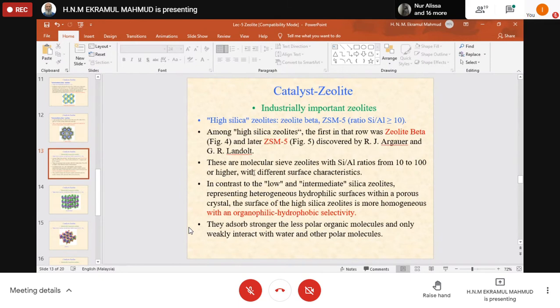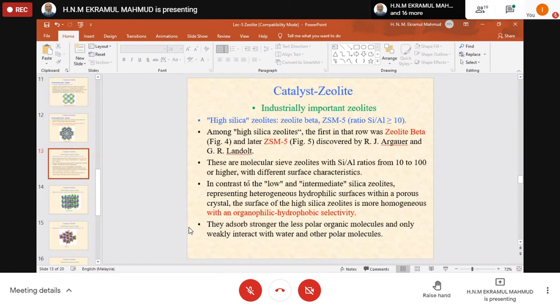However, these are the molecular zeolites with silica alumina ratios from 10 to 100 or higher with different surface characteristics. Later we'll see what the surface characteristics of this are. One of them is their acidic part, the acid sites available on the catalyst surface. We'll talk about this later, and basic sites also. And this also comes from the surface area, the pore size, many things in fact.